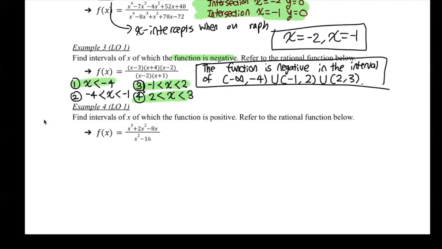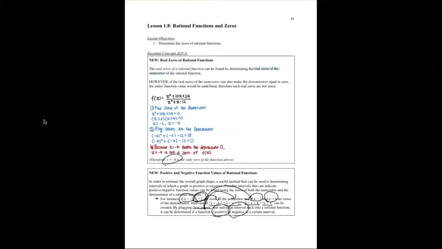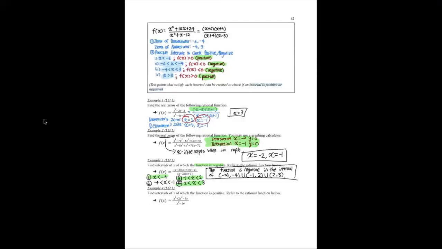So great, we have looked into different concepts of how to find zeros of rational functions, and using the information of the denominator zeros and the numerator zeros, we also learned how to find which intervals the function is positive or negative.